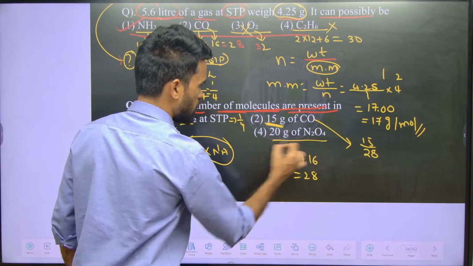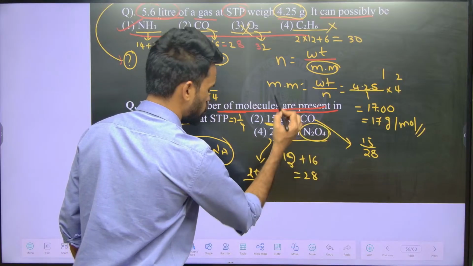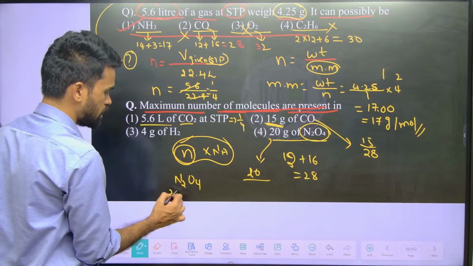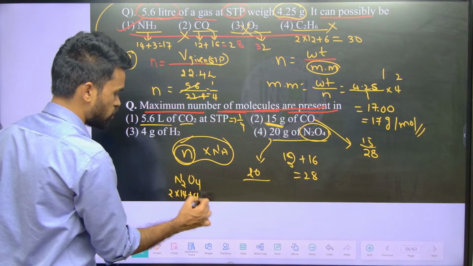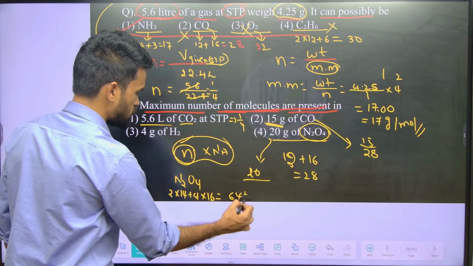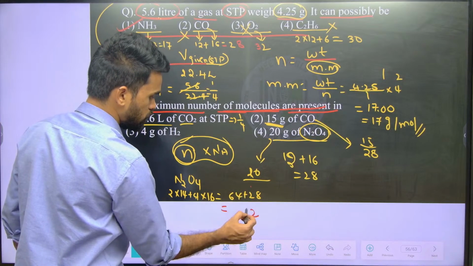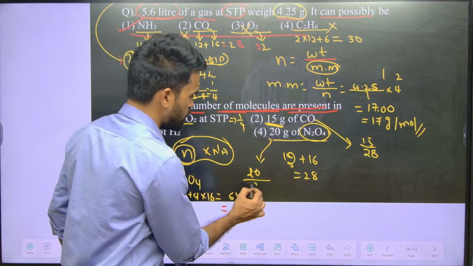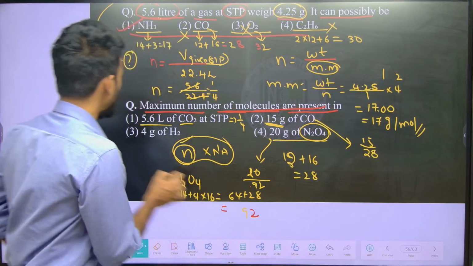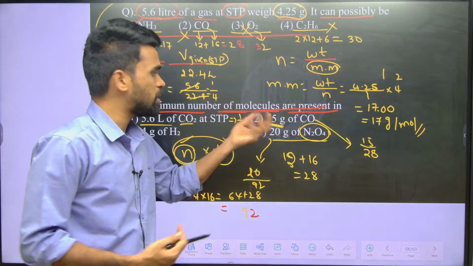This one also you take: given weight is 20 grams, and what is the molar mass of N2O4? Nitrogens 2 are there, each 14, plus oxygens 4 are there, each 16. So this is 28 plus 64, which is 92. Like this, given weight divided by its molar mass. If you calculate like this, what are we going to find? The number of moles. The more the number of moles, the more the number of molecules.